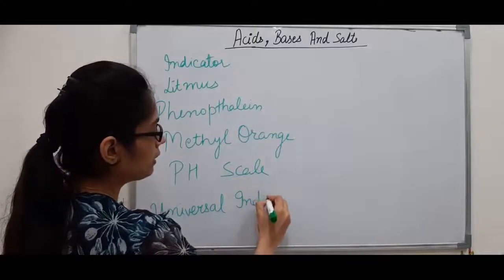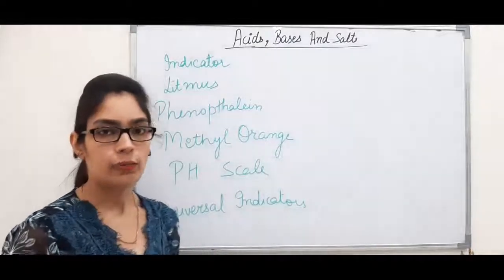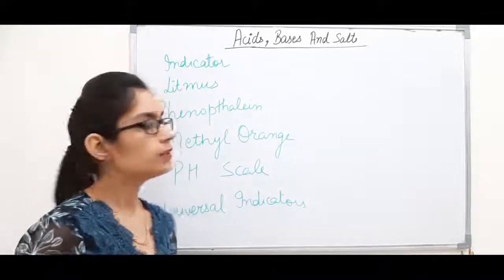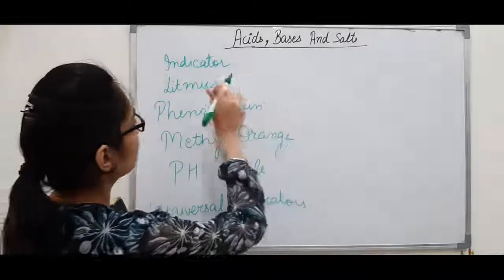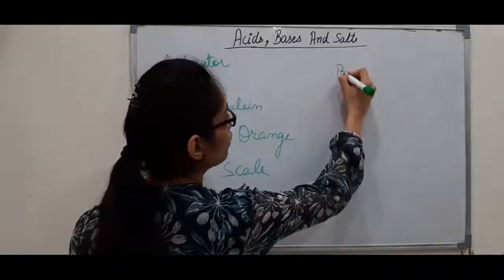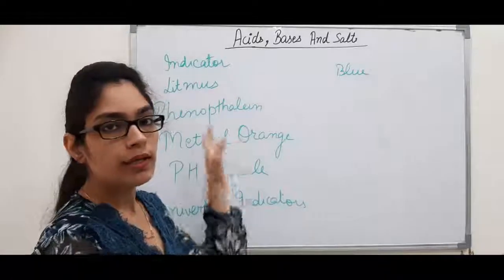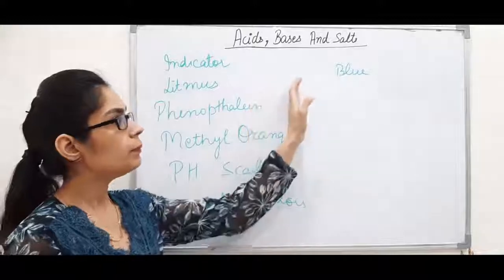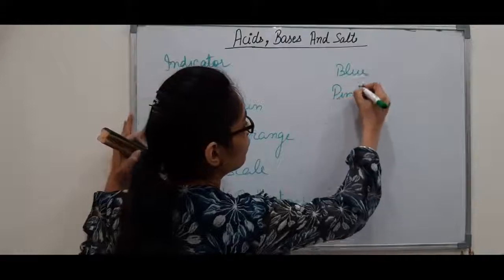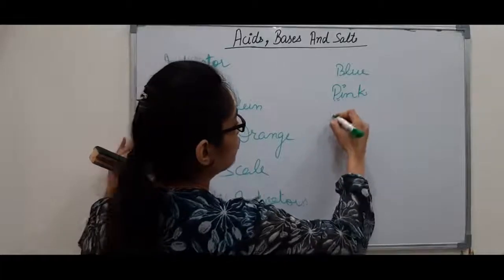So these are the same indicators we have discussed while doing the properties of acids, and I have made that video also. If you want, you can go back to my playlist and find properties of acids. Now let's see. In the presence of a base, litmus will be changed to blue color. In case of acids, it was changing to red color, but now to show the presence of a base, it will be changed to blue color. Phenolphthalein will be changed to pink color. Methyl orange will be changed to yellow color.